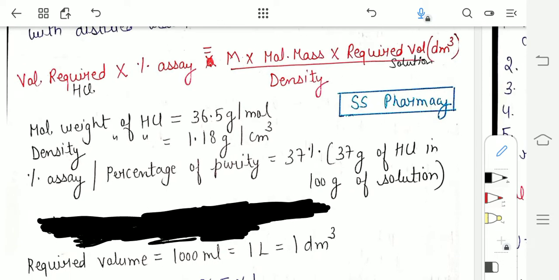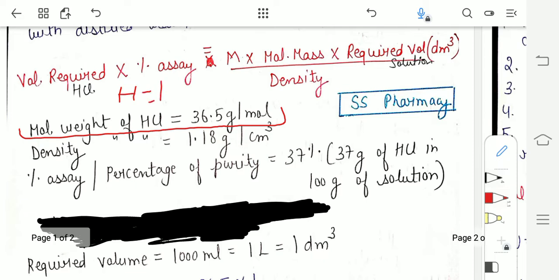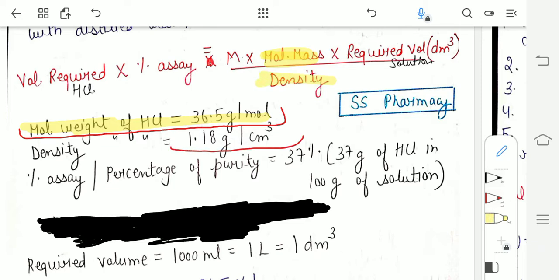Firstly, I have written the molecular weight of HCl, which is 36.5 gram per mole. I have already calculated it: for hydrogen it is 1, and for chlorine it is 35.5. So 35.5 plus 1 is equal to 36.5 gram per mole. So here we have found the molar mass of our HCl. This part has been completed. Next is the density of HCl, which is 1.18 gram per centimeter cube. This thing we have also calculated.